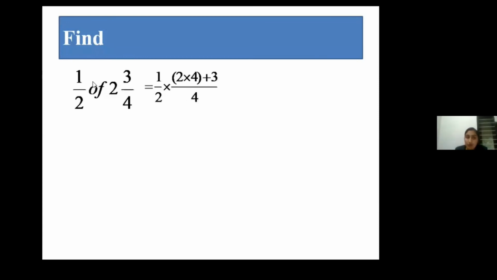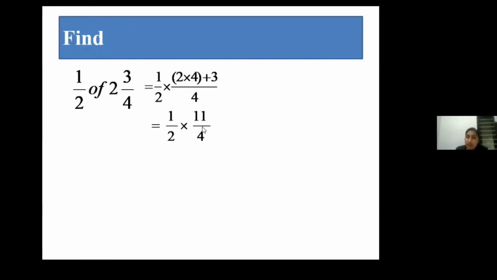Here 'of' means multiplication, so instead of 'of' we rewrite multiplication. Rewrite the number 1 by 2. 2 into 4 is 8. Then 8 plus 3 is equal to 11. So after solving this, we got 11. So we can rewrite 1 by 2 into 11 by 4.